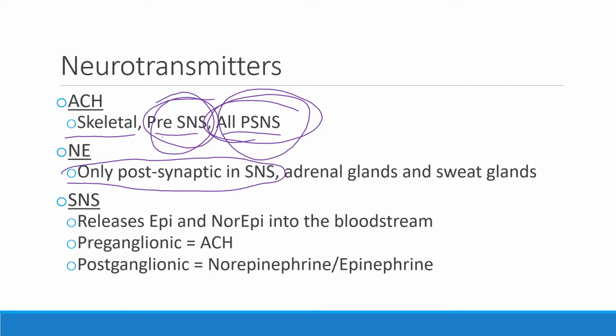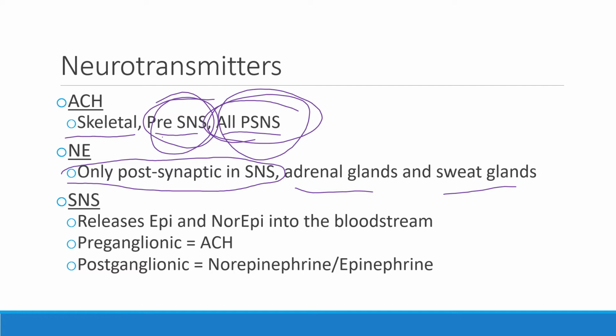So with norepinephrine, it's only in the postsynaptic part of your sympathetic nervous system. This is what controls your adrenal glands and your sweat glands, right? You get really nervous, you get in that sympathetic, anxious state, and this is where you'll start to sweat. That's norepinephrine being released, causing these things. The adrenal glands release these things that increase your heart rate, increase your blood pressure, and cause you to sweat, all those things that make you nervous.